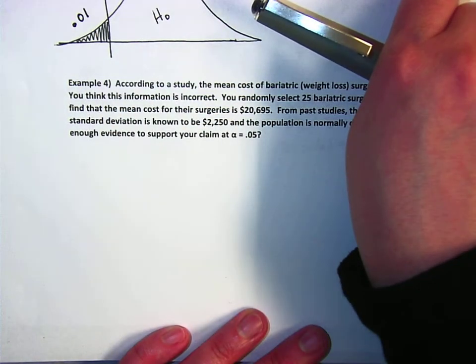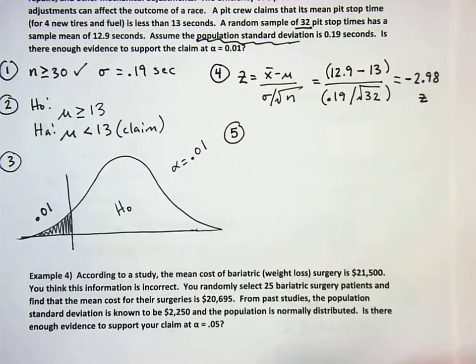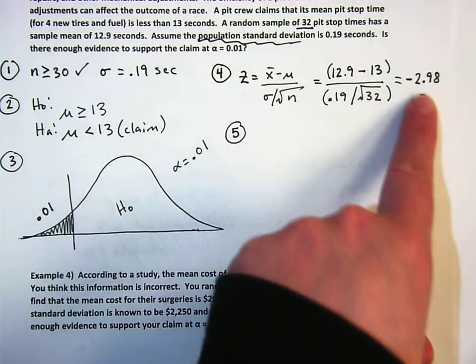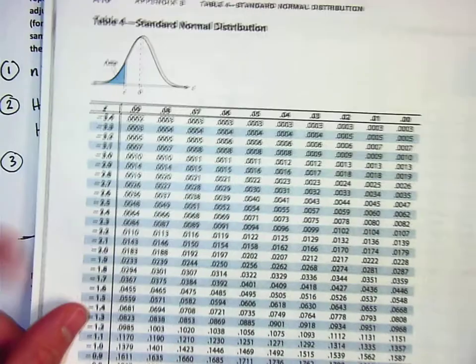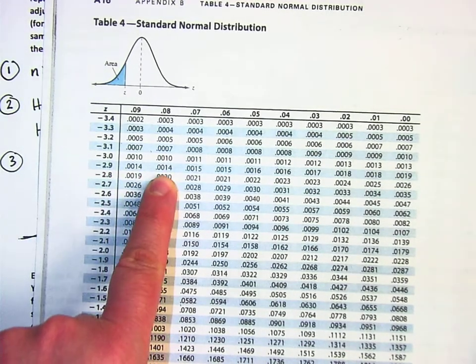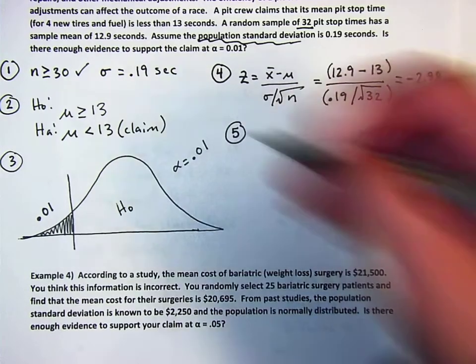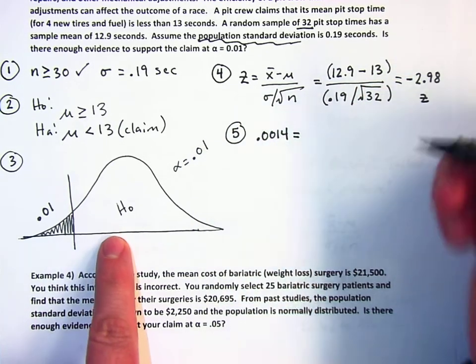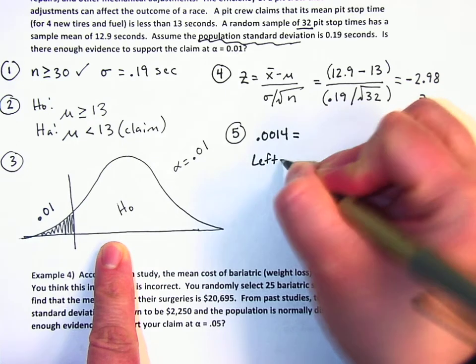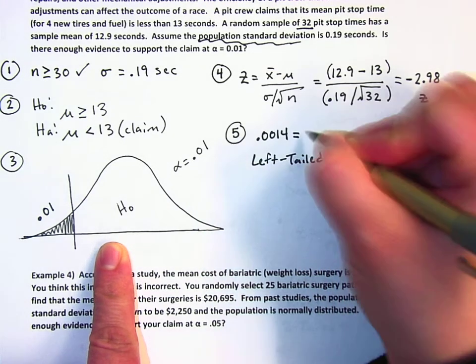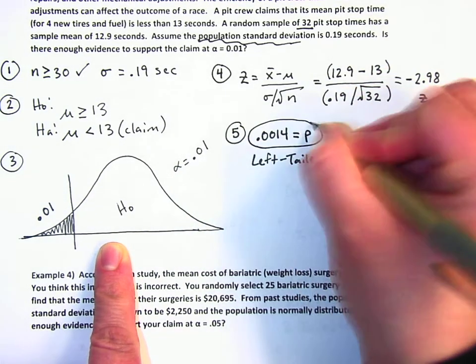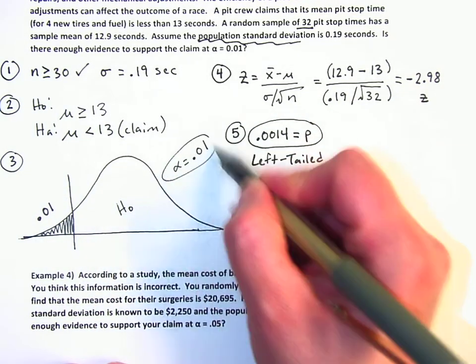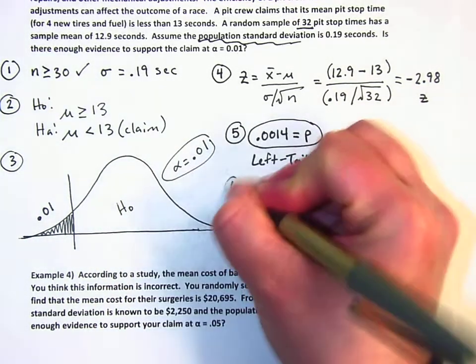I'm going to look up a z-score of negative 2.98. Just right here. So negative 2.98. The area to the left of that z-score is 0.0014. And that's my p-value because this is a left-tailed test. And now I'm going to compare it to my alpha right here in step 6.